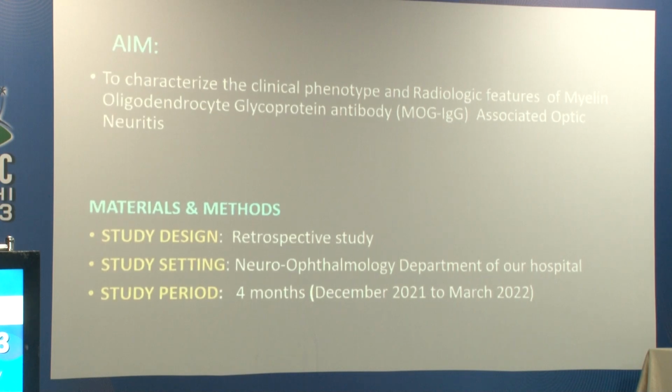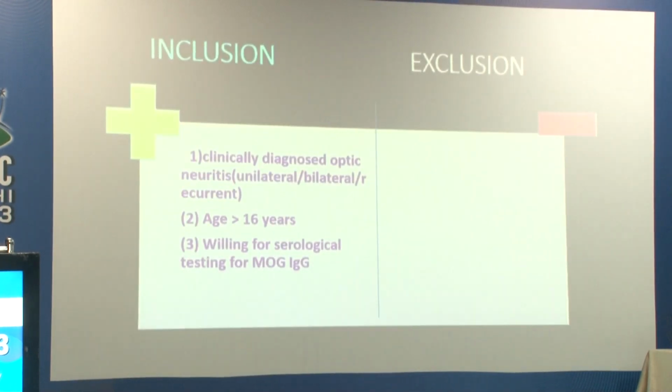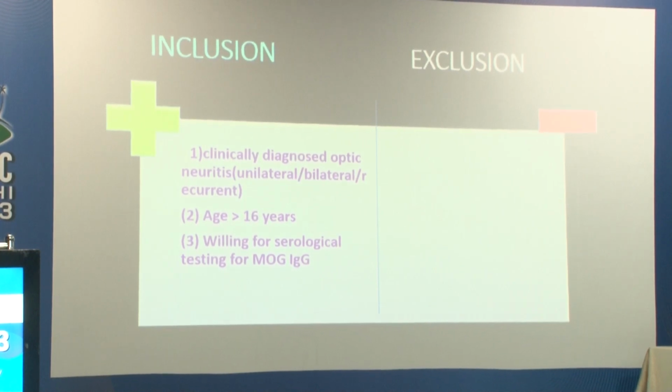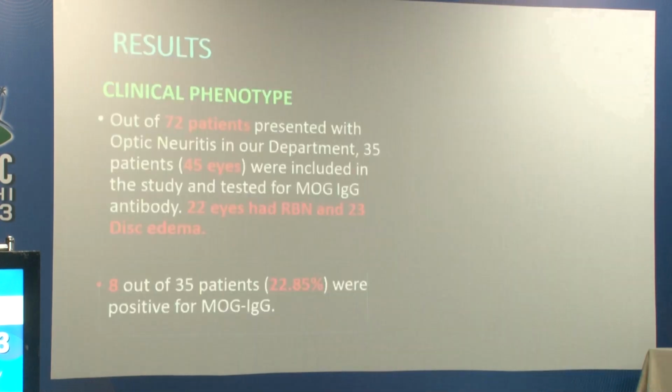It was a retrospective study conducted in our neuro-ophthalmology department for a period of 4 months. We included all patients clinically diagnosed with optic neuritis, unilateral, bilateral or recurrent disease, aged more than 16 years, and those who were willing for serological testing.